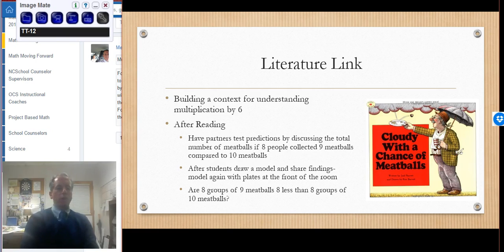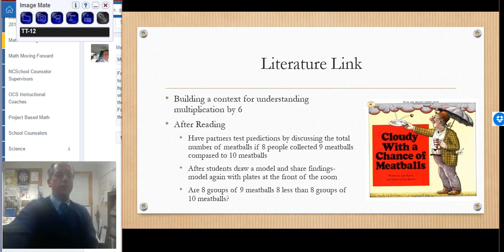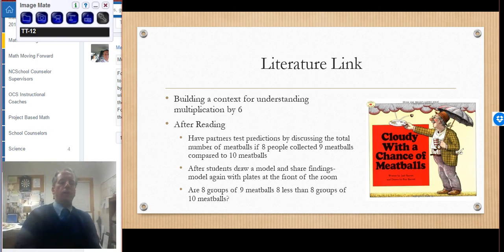And so, okay, if I have 8 kids in the front of the room and they each have 9 meatballs, well, how many meatballs is that, right? And let's compare that to 8 groups of 10 meatballs, because most of our kids probably know that 8 groups of 10 meatballs is 80, right? And so what about 8 groups of 9 meatballs? Do they notice that that's 8 less? So if they get 72 and they compare that to 80, are they recognizing, well, that's 8 less? Well, where is that 8? That's the number of groups that came up, right?